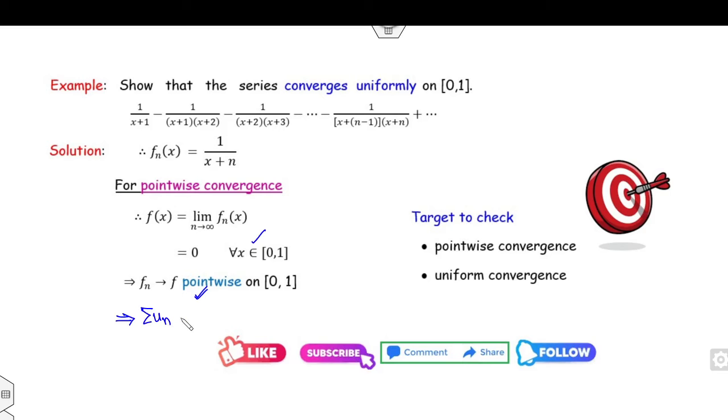That means the series converges to f pointwise. What is f? f is 0 on the closed interval 0 comma 1.